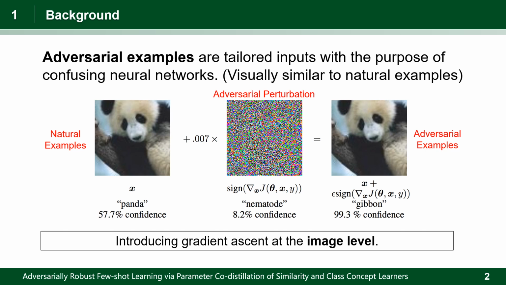Adversarial examples are tailored inputs designed to confuse neural networks. Although these adversaries appear visually similar to natural examples, they can cause significant disruption during the inference stage. For instance, by adding an undetectable perturbation to an image of a panda, we can create a corresponding adversarial example that causes a high confidence misclassification. Technically, this example can be obtained through image-level gradient ascent.